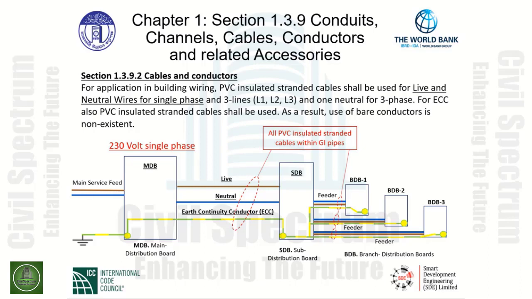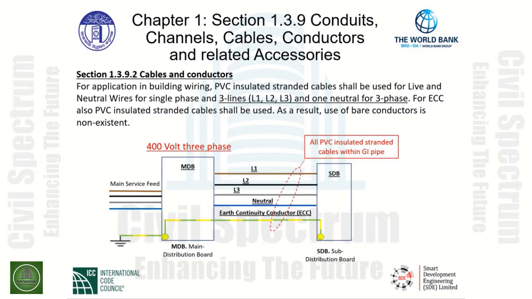Once we derive feeders from the sub-distribution board, we have separate feeders again to our branch distribution boards. Branch distribution board number 1, number 2, and number 3. All of the associated feeders contain a live wire, a neutral wire, and our earth continuity conductor. And as in this design example, they are all PVC insulated stranded cables within galvanized iron pipes.